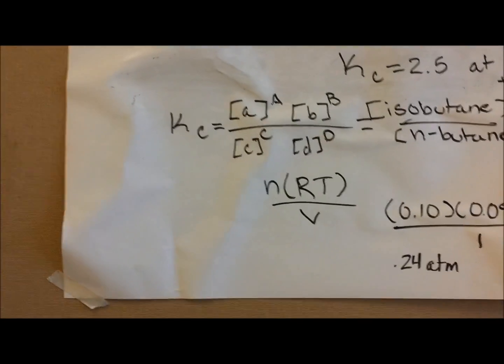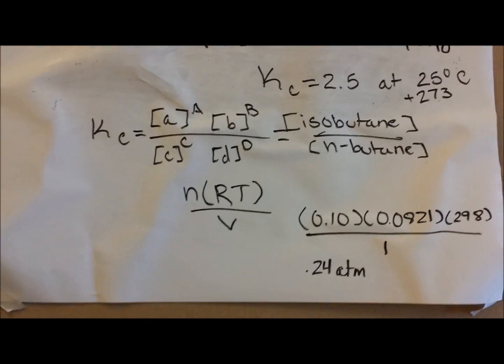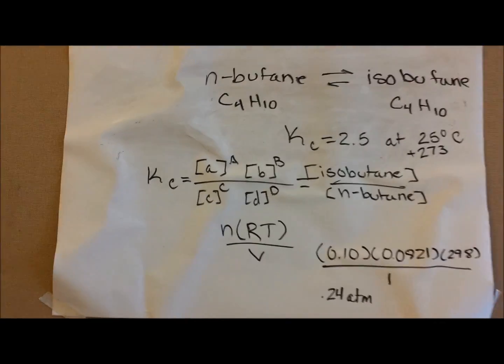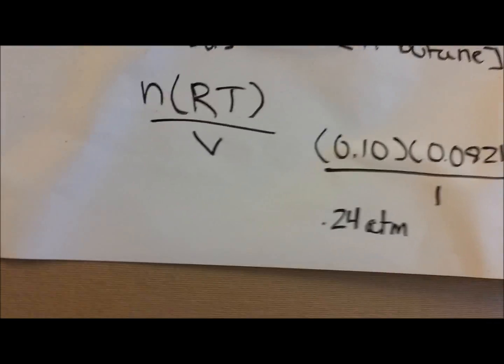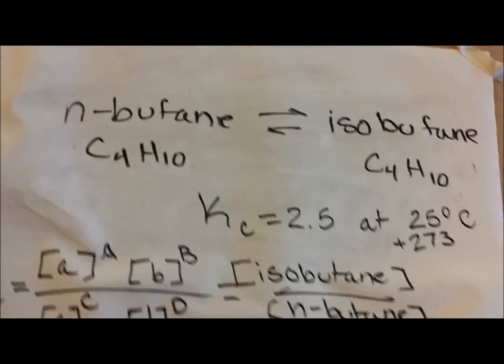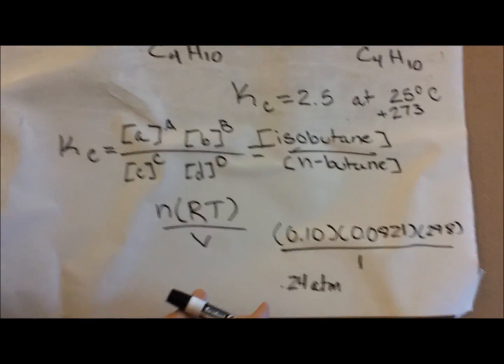Now, part E, the N-butane reacts until equilibrium has been established at 25 degrees Celsius. It says calculate the total pressure in the container at equilibrium, justify your answer. The total pressure in the container at equilibrium will be the same because the reaction happens in a 1-to-1 ratio. For every 1 mole of N-butane that reacts, 1 mole of isobutane is produced. So it will remain in a 1-to-1 ratio and the pressure will not change. So it will still be 0.24 ATM.